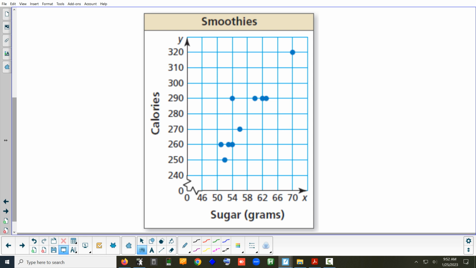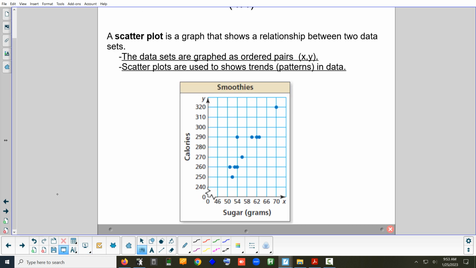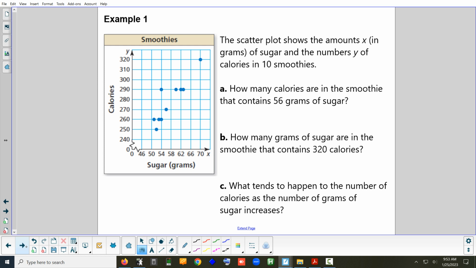So we have 3 questions. All right, I think you guys have A, B, and C next to that scatter plot. Those 3, okay. So let's see if we can answer the 3 questions under example 1. It says, how many calories are in the smoothie that contains 56 grams of sugar?